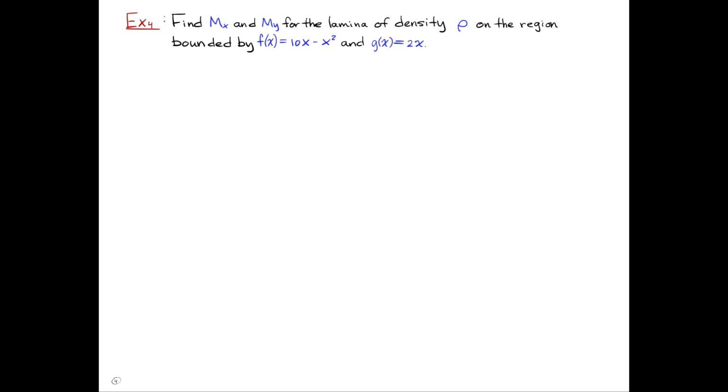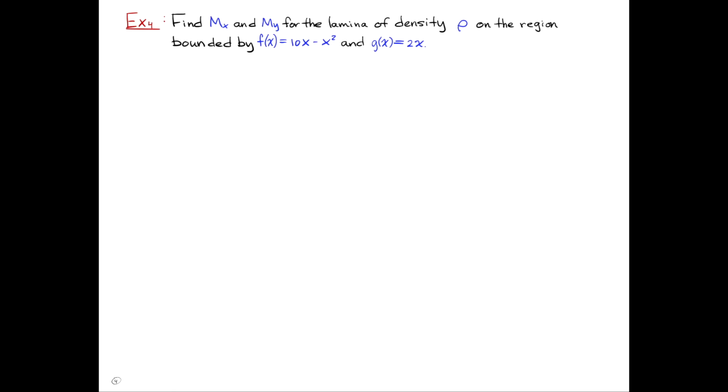In this example, we want to find our moment around the x-axis and our moment around the y-axis for the lamina of density rho on the region bounded by f of x equal to 10x minus x squared and g of x equal to 2x. So on these kinds of equations, I always like to start with a sketch because it gives us a nice context of are our bounds correct, and also does our final answer make sense.